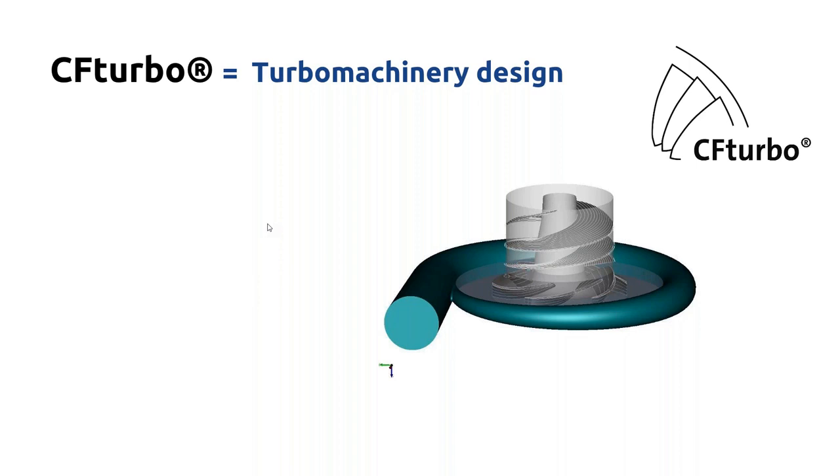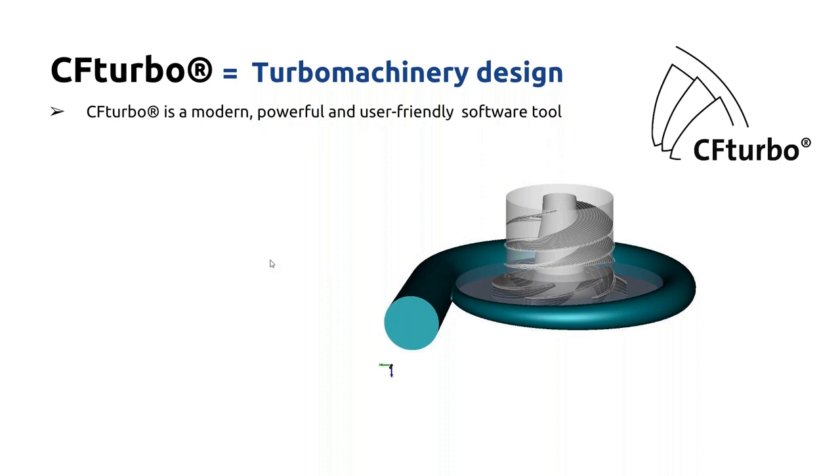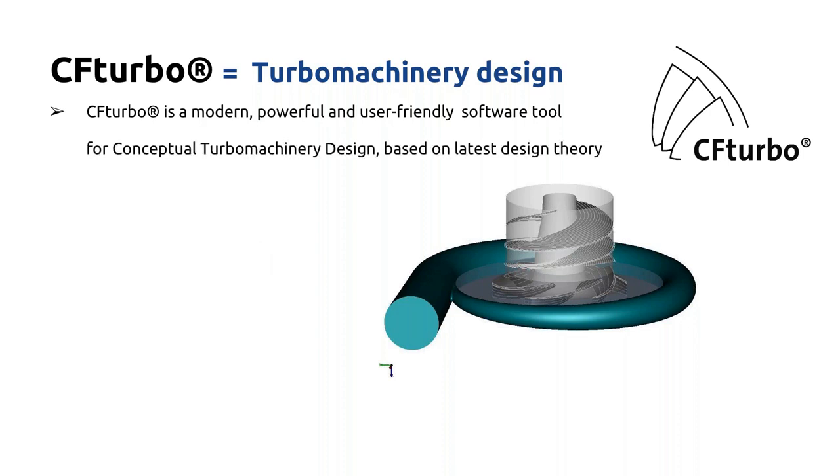CFturbo is a German-based company with offices in Dresden and Munich. We produce our main product, a special CAD software called CFturbo, which is a modern and powerful software tool for the design of turbomachinery and all its components. We call it conceptual design because it starts with a design point rather than with geometric information. Right now, we have something like 200 active clients globally.